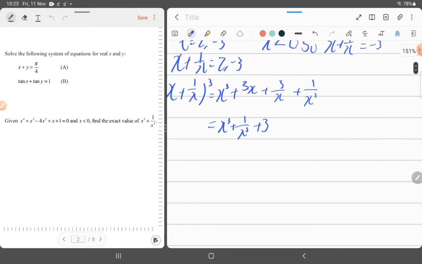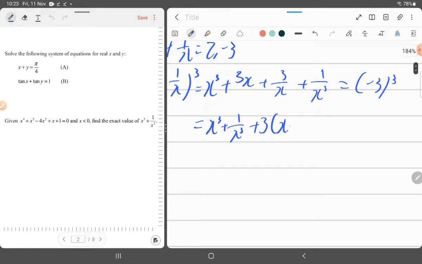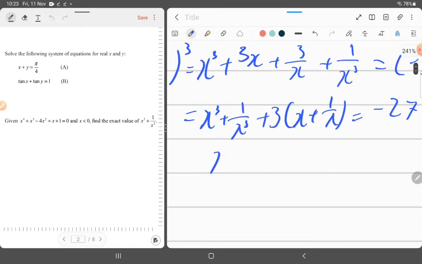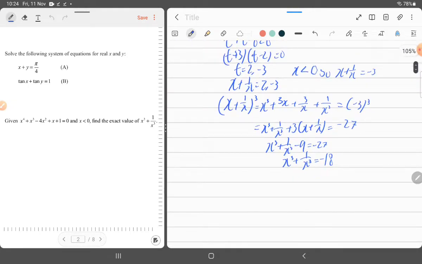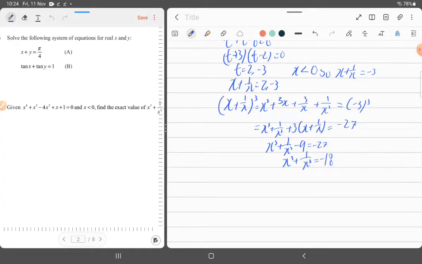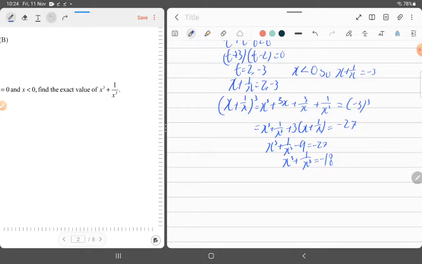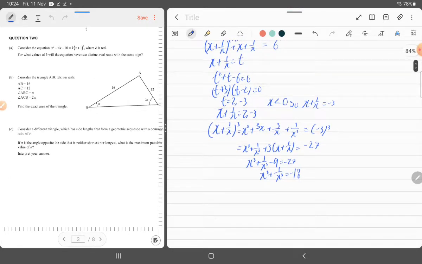And then x plus 1 over x cubed is equal to negative 3 cubed, which is negative 27. X cubed plus 1 over x cubed is plus 3 times negative 3, so take away 9, is equal to negative 27, so x cubed plus 1 over x cubed is equal to negative 18. I'm pretty sure of this. What I did during the exam is I just solved for x and then plugged in x for this, which is also plausible.